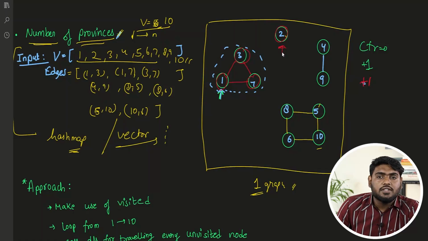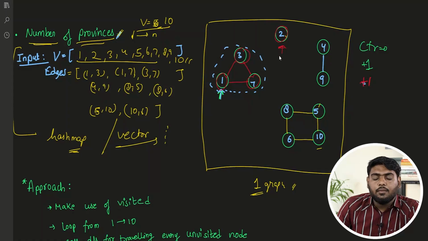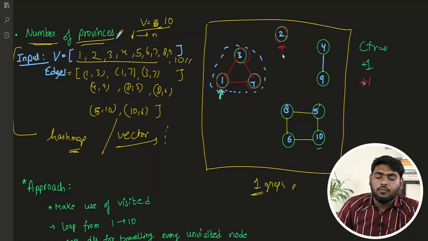Because it is not already visited, that means it is our next component. I'm going to plus 1 here and I'm going to call the DFS. It is not actually having further nodes. It will be marked visited and our work will be done. Now comes the condition for 3. Now comes the turn of 3.